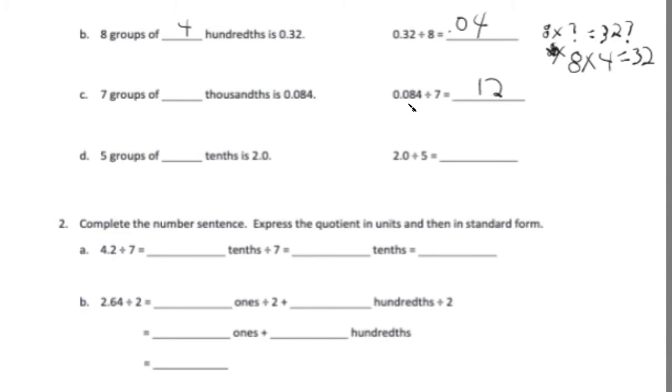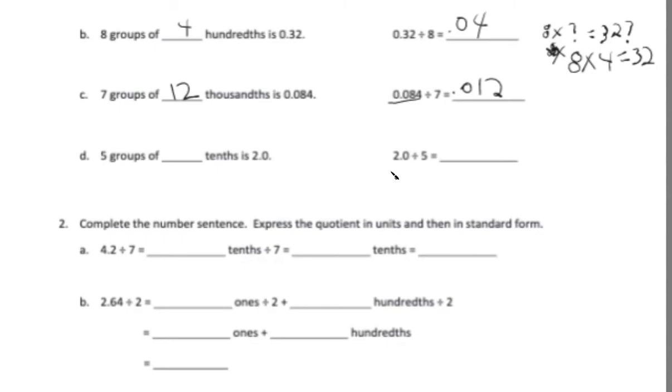But this isn't any 84. This is 84 in the hundredths place, isn't it? This is 84 hundredths. So 84 hundredths divided by 7 would be 12 hundredths. You see that? 0.12. Let's use the same logic over here. 7 groups of how many thousandths are going to be equal to 84 thousandths? Well, 7 groups of 12 thousandths would be equal to 84 thousandths.